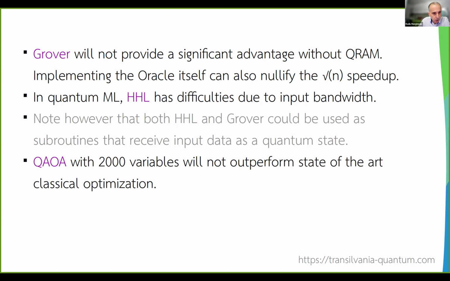Another application would be QAOA, but QAOA with about 20,000 variables will not outperform the state of the art of classical optimization like Gurobi right now.